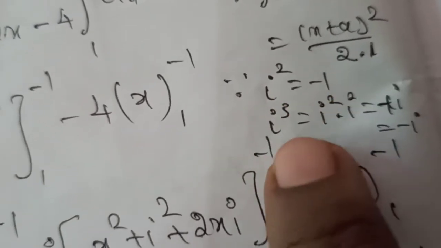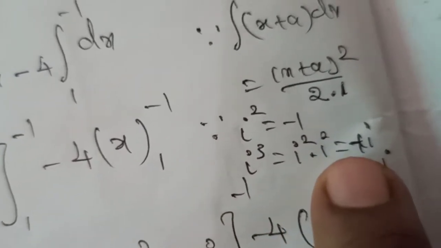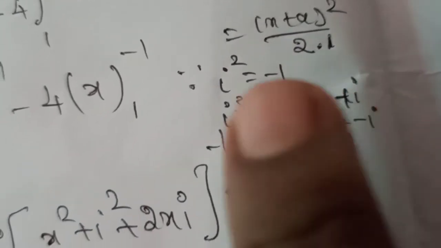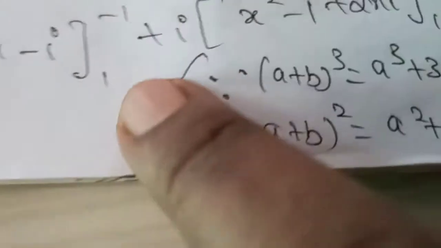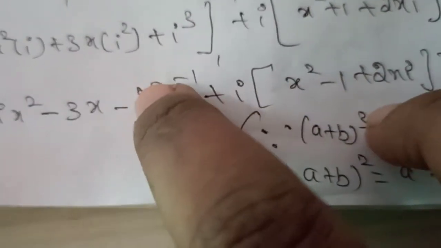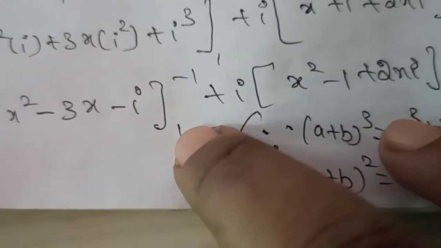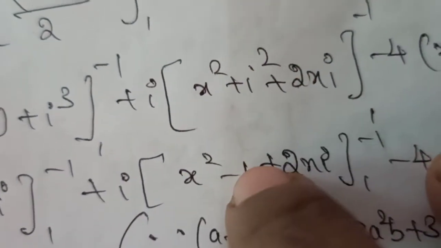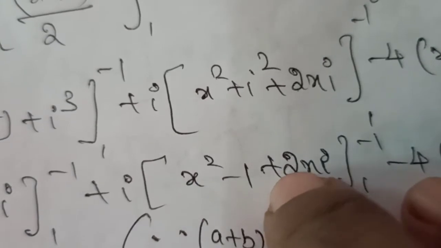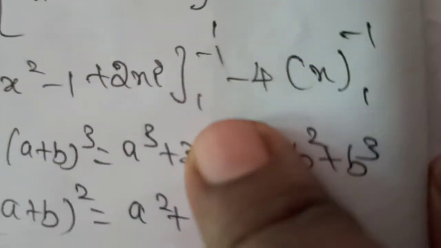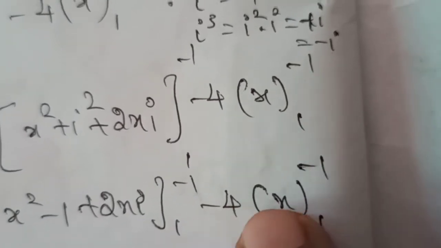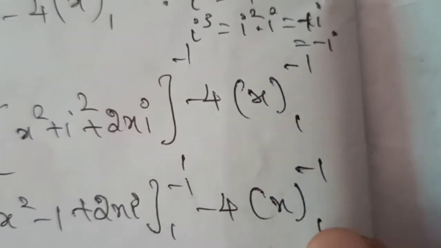I square value is minus 1. I cube value can be written as i square into i. So i square value minus 1 into i becomes minus, so i cube value is minus i. Substitute here, the i cube value as minus i, then take the limits 1 to minus 1. You take the second term, x square, i square value here is minus 1, plus 2xi, with the limits 1 to minus 1. Then write the third term, minus 4 into x, with the limits 1 to minus 1.